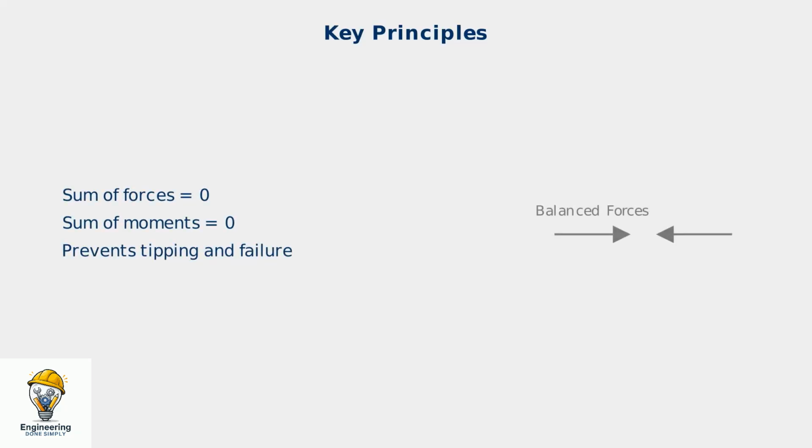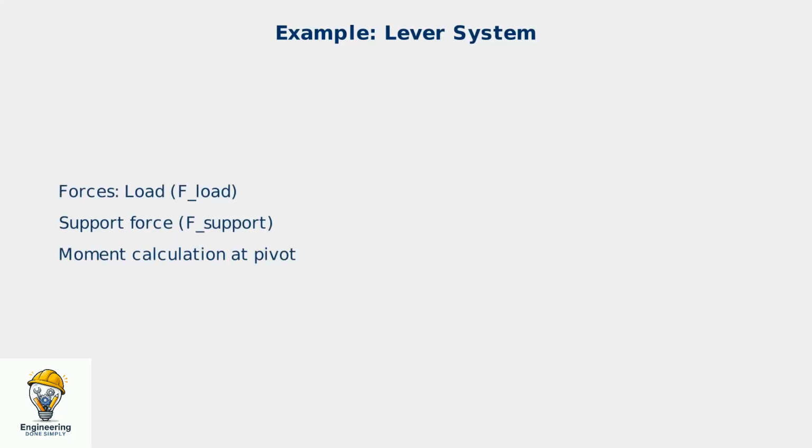The sum of all forces acting on the machine must equal zero, and the sum of all moments must equal zero. This prevents the machine from tipping or experiencing structural failure. Consider a lever system. A load force acts downward while a support force balances it. Engineers calculate moments around the pivot point to ensure equilibrium and prevent tipping.